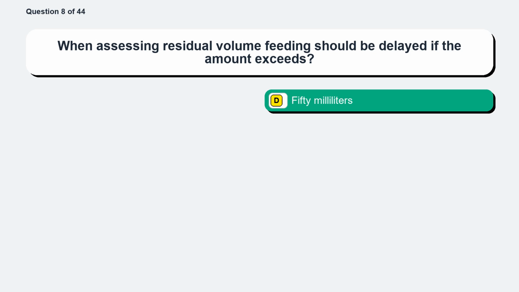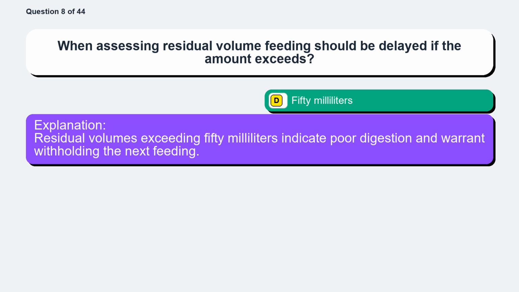The correct answer is option D, 50 milliliters. Residual volumes exceeding 50 milliliters indicate poor digestion and warrant withholding the next feeding.